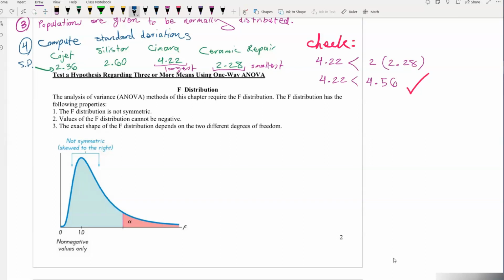So the F distribution is not symmetric. The values of F distribution cannot be negative. That's why we have to stop here on that part. The exact shape of F distribution depends on two different degrees of freedom.